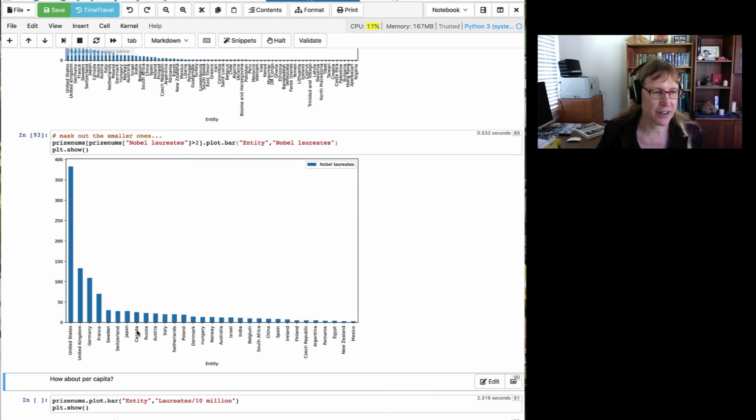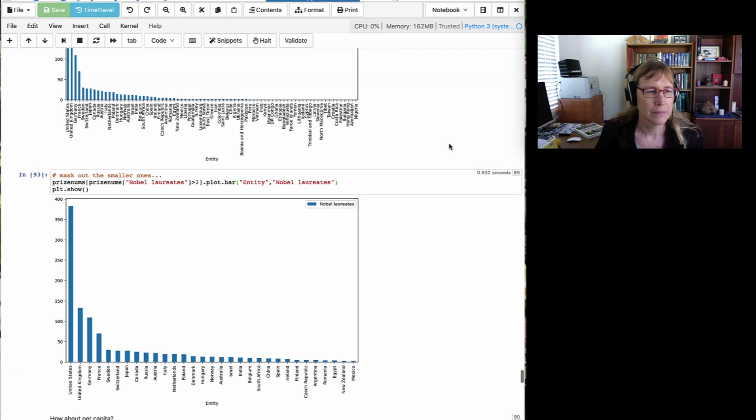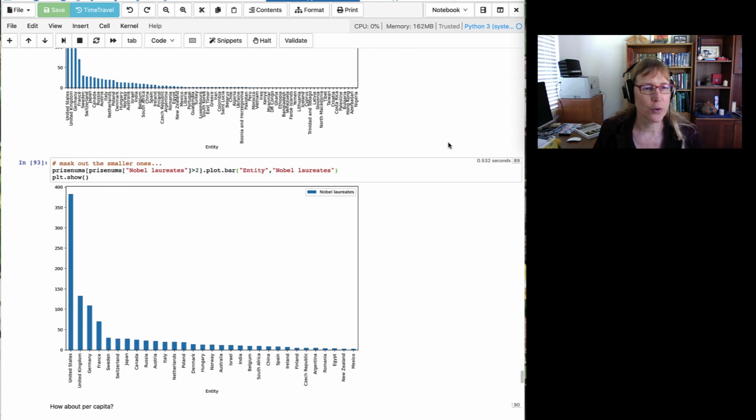It's much less crowded. We can see the dominance of the United States in terms of total number, UK, Germany, France, and the rest. It's nice to see that Australia gets in there. And of course we could do the same with the right hand side to expand those out. So that's the total number of Nobel Prizes per country.